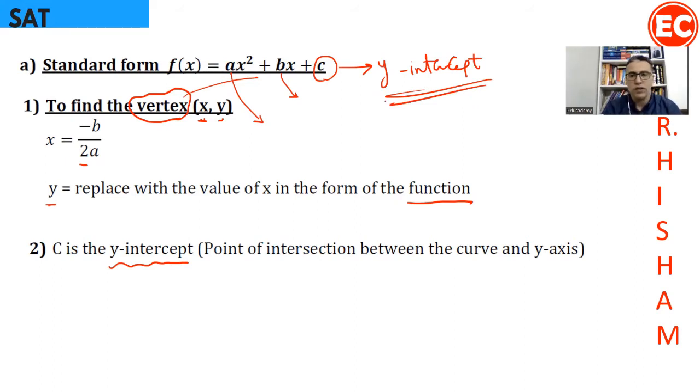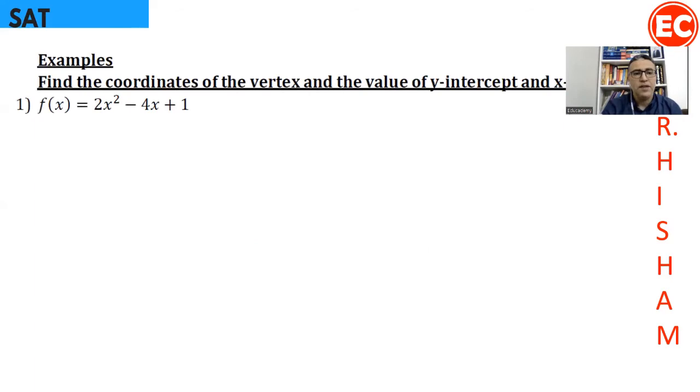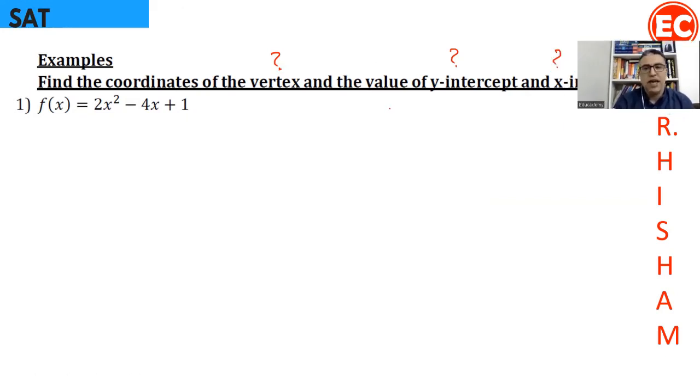These are the rules. But what about the first example? The first example here is asking about the vertex, the y-intercept, and the x-intercept. Listen carefully so you can solve the second example.